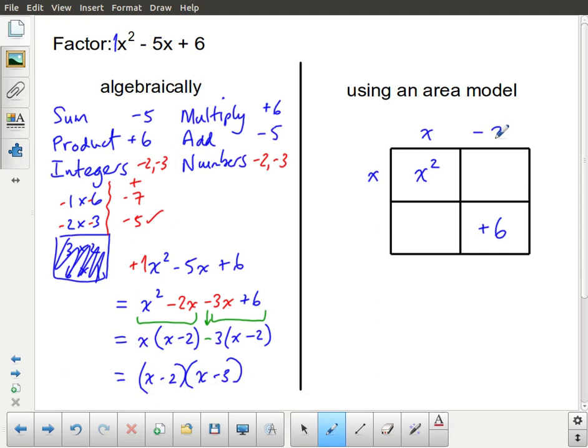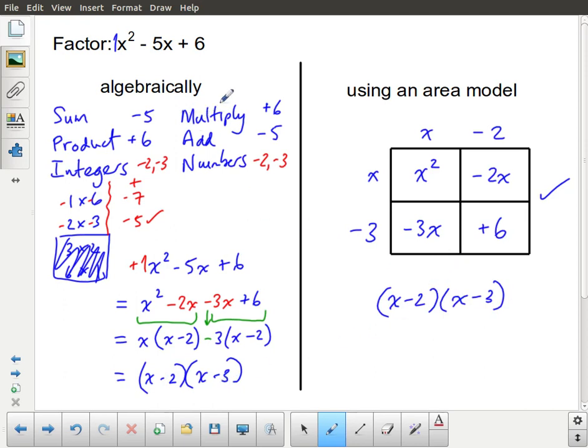I have to try again. I could do negative 2 and negative 3. That makes positive 6. Negative 2 times x is minus 2x. Negative 3 times x is minus 3x. Negative 2x plus negative 3x is equal to negative 5x. That one works. And so from this I get my answer, which is x minus 2, x minus 3, which of course is the answer we came up with before.